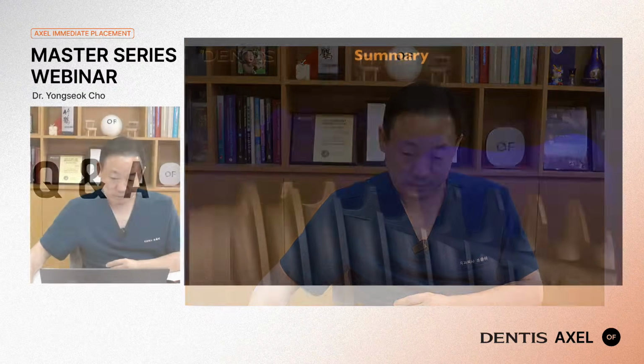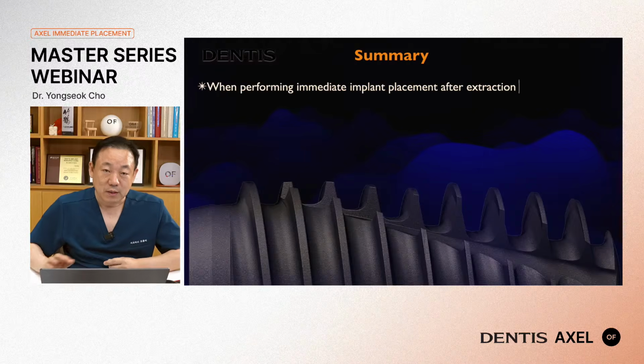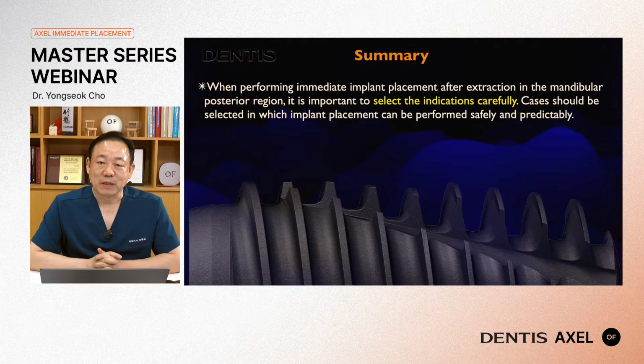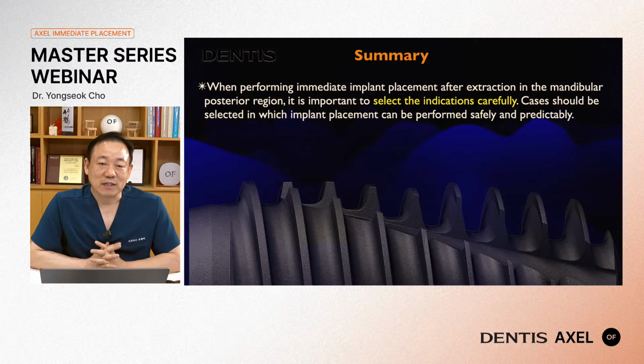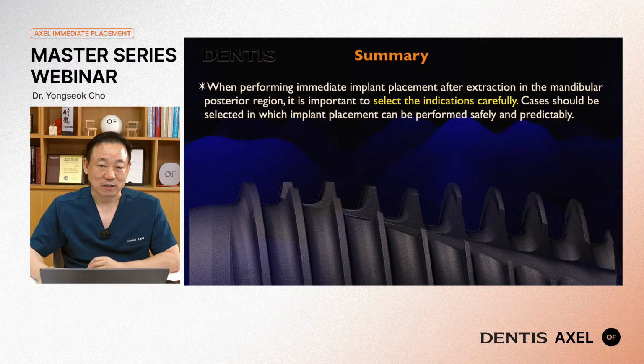Okay, let me summarize today's lecture. When performing immediate implant placement after extraction in the mandibular posterior region, it is important to select the indications carefully. Cases should be selected in which implant placement can be performed safely and predictably. So my immediate implant indication is very narrow in reality.